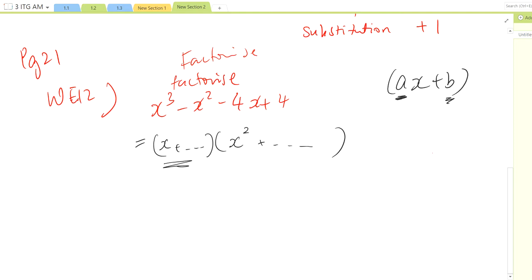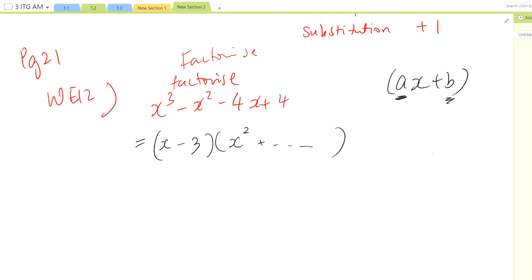So how do we guess whether something is a linear factor or not? What could this be? X plus what? Could it be x plus 1? Possible. We just need to confirm it. Can it be x plus 2? Also possible, right? What about x minus 3? Possible or not? Okay, for now it's possible. But how do we tell whether it is a factor or not?